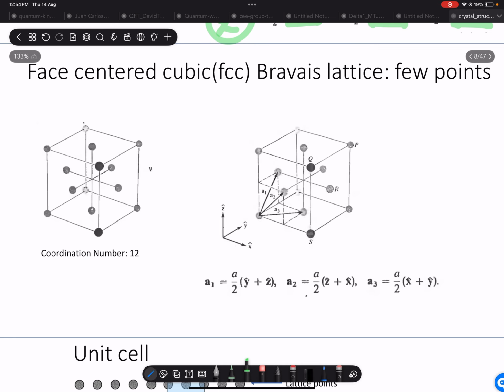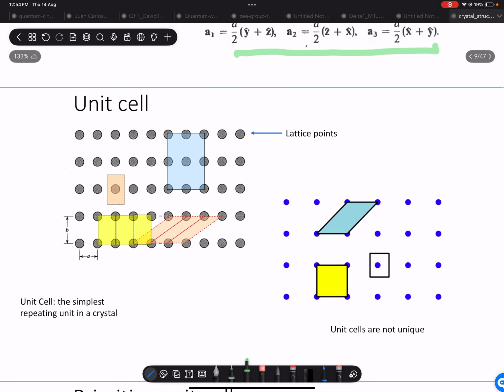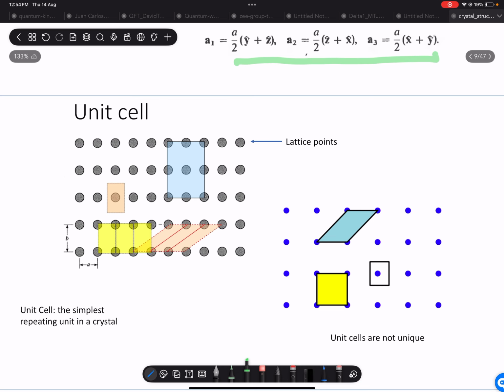Similarly, if you come to the FCC, these are the three primitive lattice vectors. So if somebody gives me the primitive lattice vectors, I essentially know what the Bravais lattice is going to be, right? Okay. Now let's come to the unit cell. A unit cell is the simplest repeating unit which can construct a whole lattice. Here I have written crystal, but it essentially has to be lattice. Okay. And as the primitive lattice vectors were not unique, the unit cells are also not unique, right?